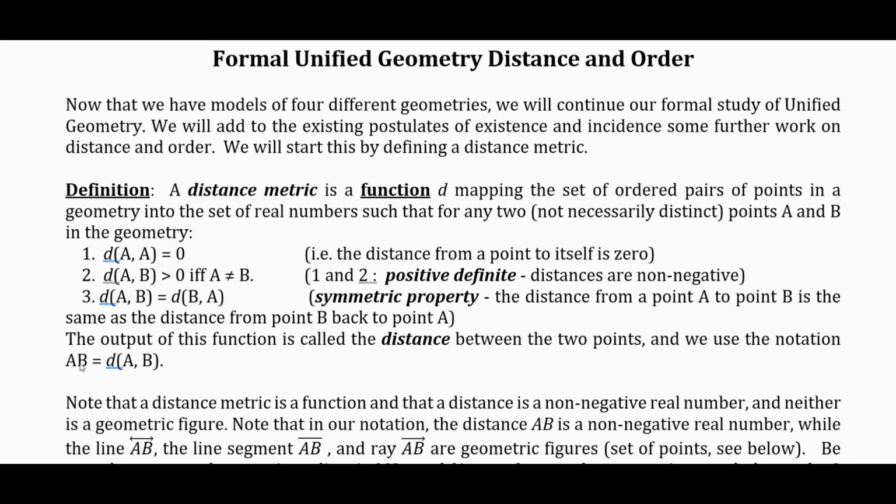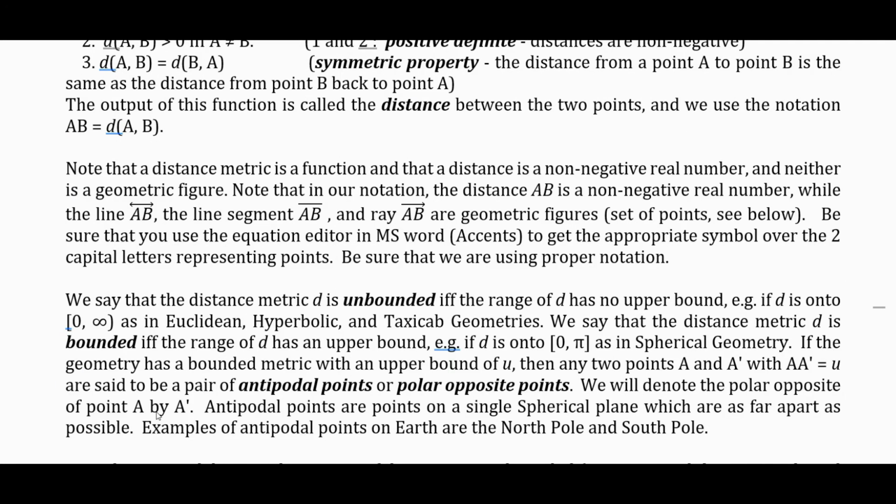So if you write AB with no symbol over the top, you're talking about a number, a positive real number, or 0 if A and B are the same. Okay, so it's a number. Notice that a distance metric is a function and a distance is a non-negative real number. Neither is a geometric figure. In our notation, AB is a distance, a non-negative real number, while the line segment, AB with a line over it, which we'll define in a bit, and the ray AB are geometric figures. And we'll see below how we define those in some cases. Line will be an undefined term, but we'll define a line segment and a ray.